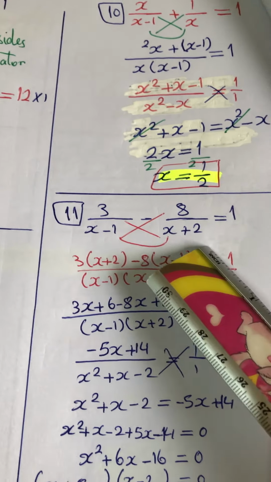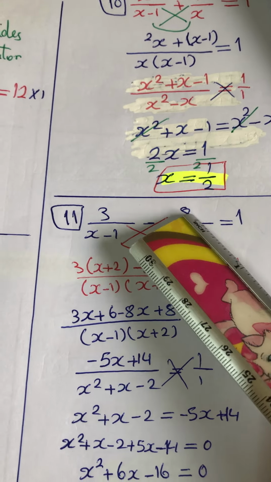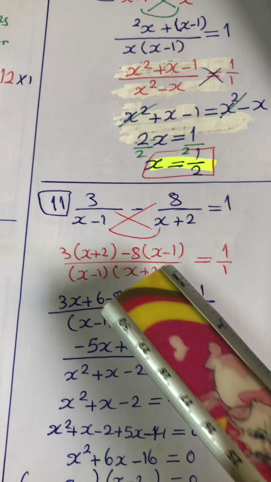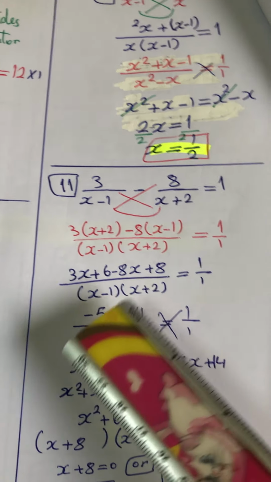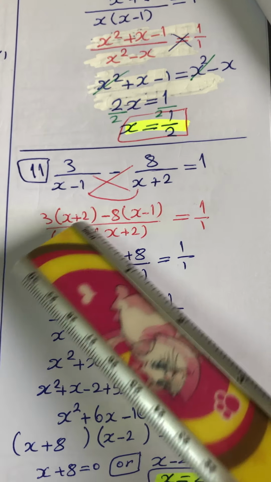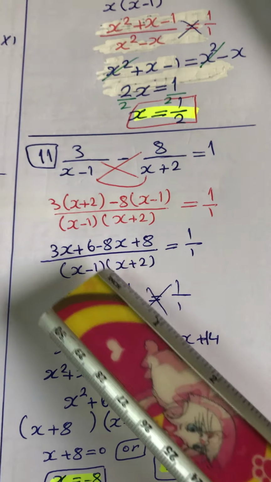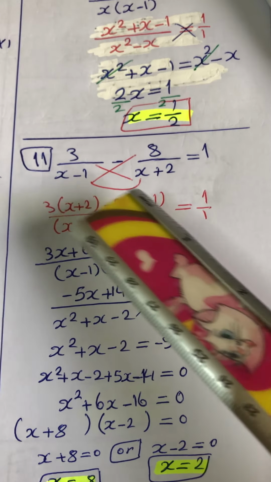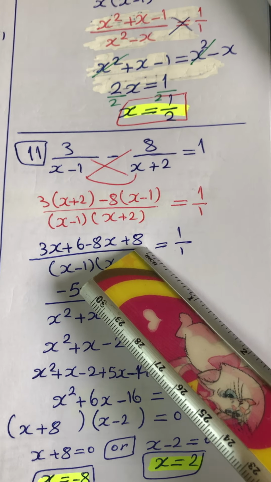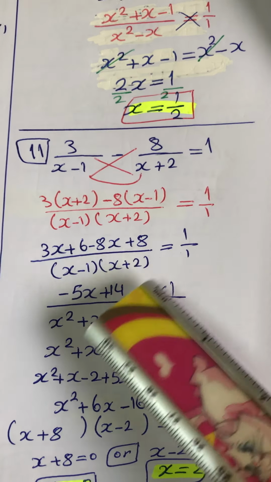And the 3 multiply, open brackets, x plus 2. Negative 8 multiply open brackets x minus 1 and complete your distribution. 3 positive times x, 3x, 3 positive times 2 equals 6. Negative 8 times x equals negative 8x. Negative 8 times negative 1 equals positive 8. And down we have the same brackets equal 1 over 1.